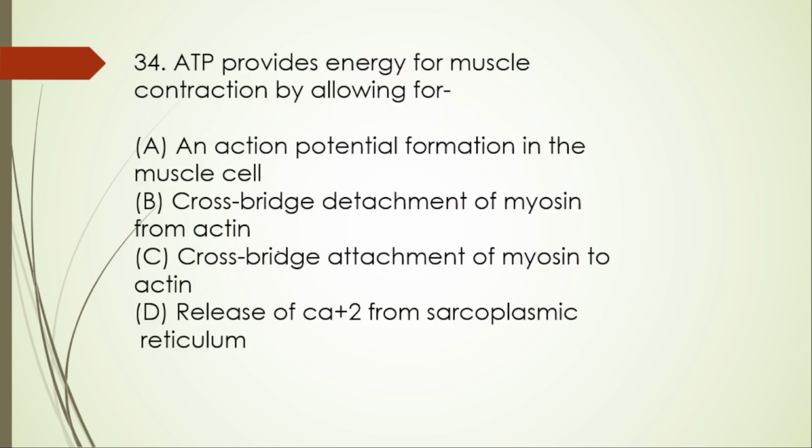Okay, next one, that is the 34th question. ATP provides energy for muscle contraction by allowing for A. an action potential formation in the muscle cells. B. Cross bridge detachment of myosin from actin. C. Cross bridge attachment of myosin to the actin. D. Release of calcium ions from sarcoplasmic reticulum. Here the right option is option B, detachment of the myosin from actin.